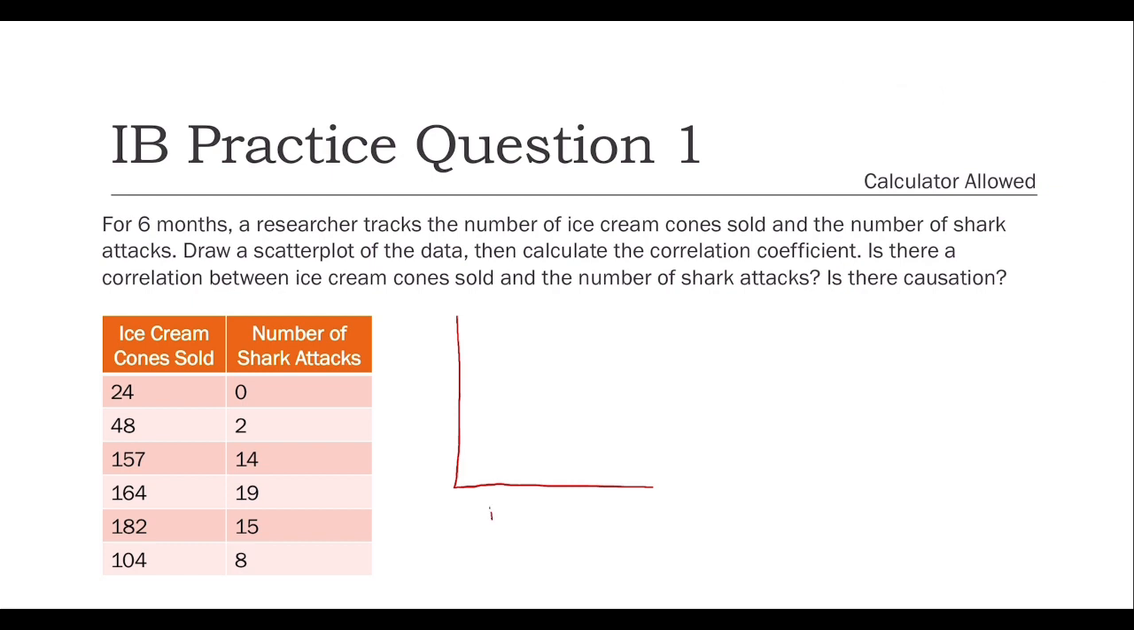So we'll have ice cream cones sold on the bottom, and that ranges from 24 to 182, so we'll go up to 200. Then on our y-axis, we'll have number of shark attacks. Our title will be ice cream versus shark attacks.